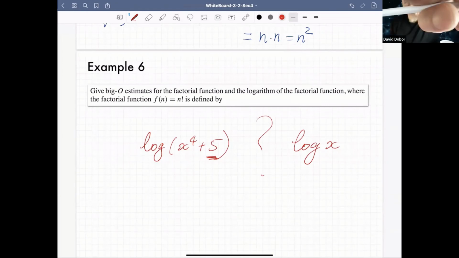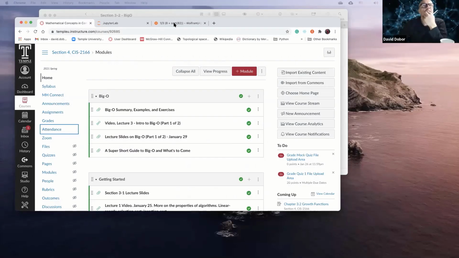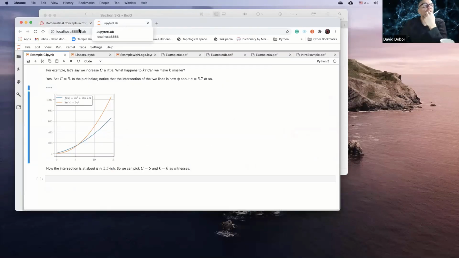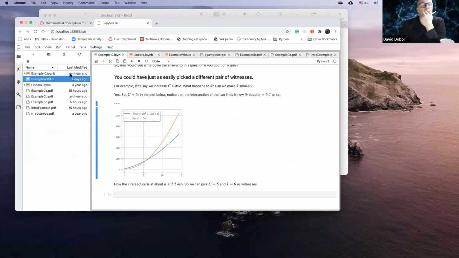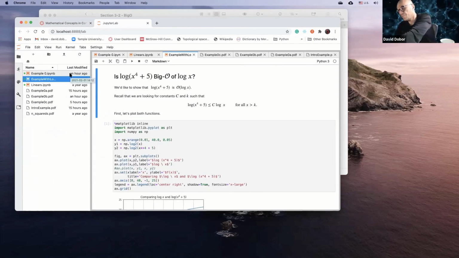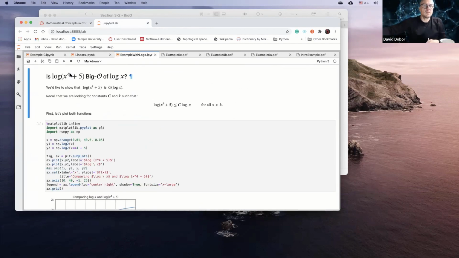So what do you guys see right now on my screen? Okay, do you guys see my screen right now? This is a log example. Yes. It should be a notebook there.